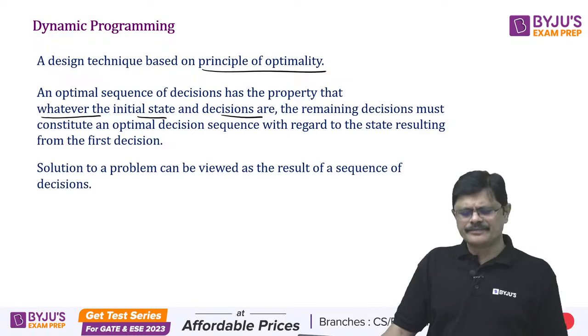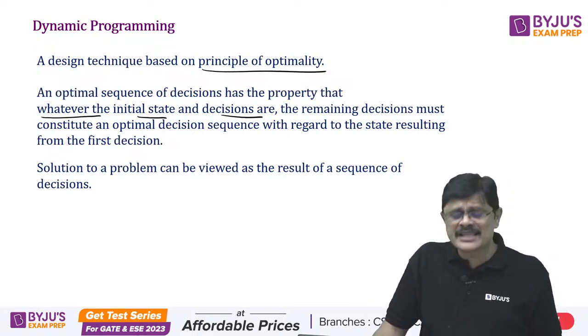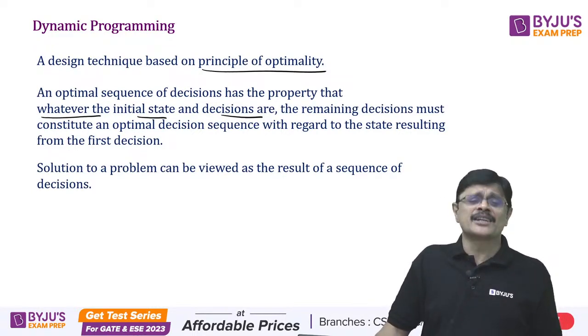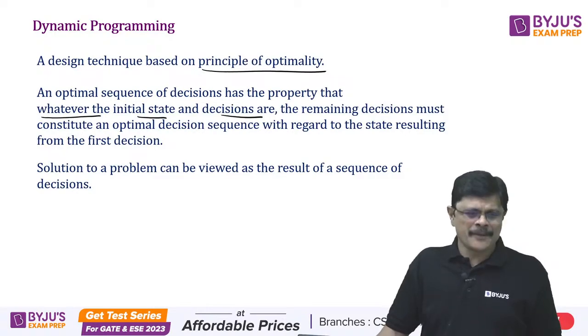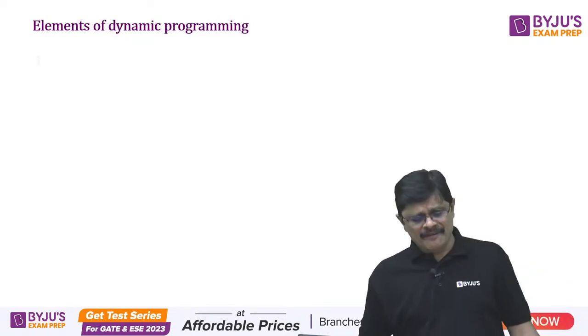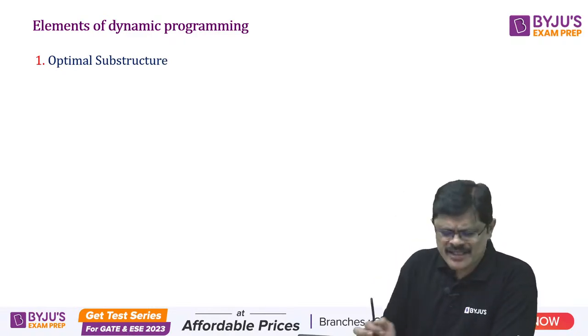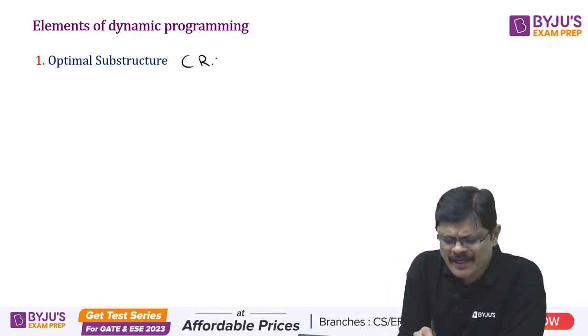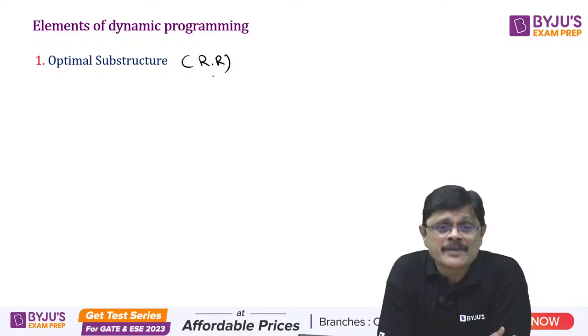See, here what happens, we can see the solution of the problem as the result of a sequence of decisions. Okay, now what is very important is the elements of dynamic programming. The first one is optimal substructure. This is what you call the recurrence relation, my dear friends. So you can express the problem in terms of sub-problems.